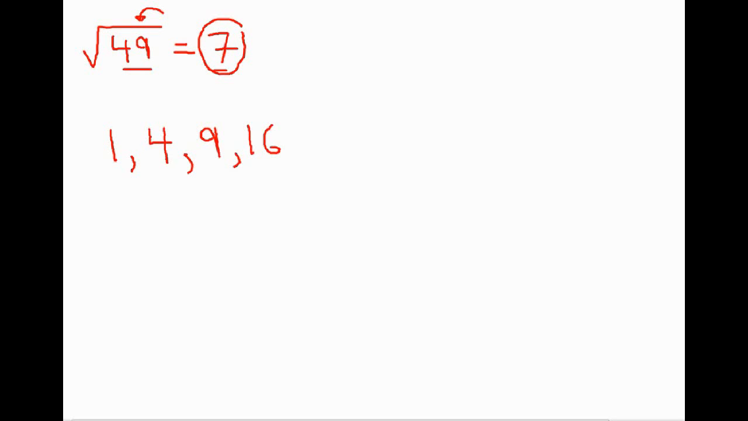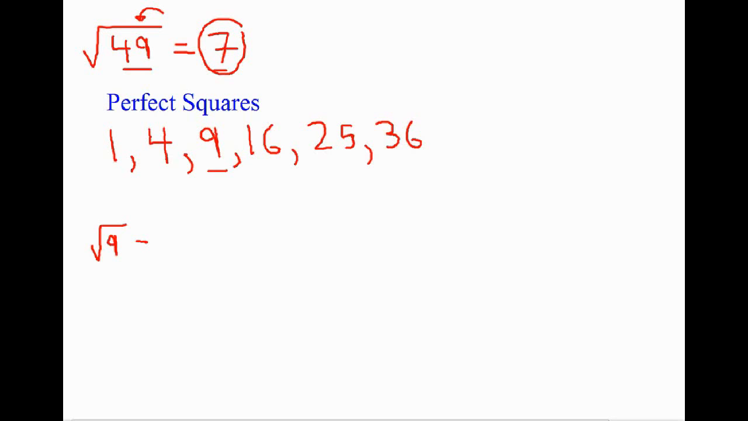16, because 4 times 4 is 16. 25, because 5 times 5 is 25. 36, one we've already done, because 6 times 6 is 36. So all of these so far, and there are more, I could go on forever here, are easy to find the square roots of because the answer is a whole number. These numbers are called perfect squares. And the reason they're called perfect squares is because when we do the square root of them, we get a whole number. So for example, if we do the square root of 9, the answer is 3.